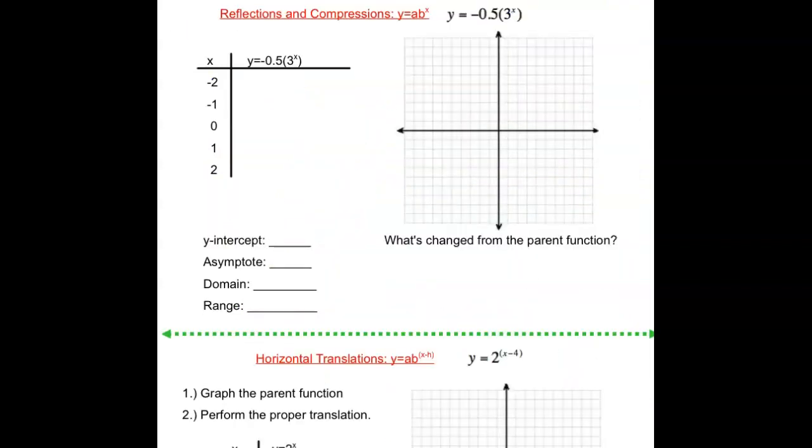Okay, let's look at one that has a negative in front. And this time our a value is a negative 0.5. So again, if you think about transformations, a negative is going to cause it to reflect over the x-axis. Okay, the negative a does that. And then the 0.5, the 1/2, is a vertical compression.